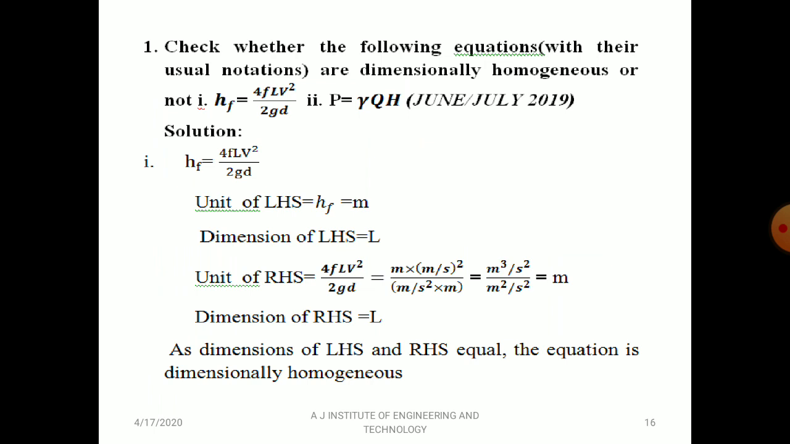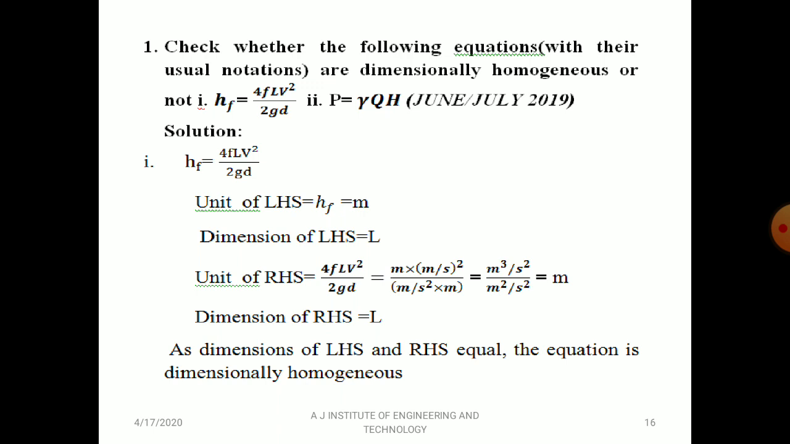So solution. First let's consider the first expression, hf equal to 4f L V square divided by 2gD. So 4 is a constant anyhow, so it has no unit, no dimension. f is a friction factor, so it also has no dimension, no unit. L is the length in meter, V is the velocity in meter per second, g is acceleration due to gravity in meter per second square, D is the diameter in meter.